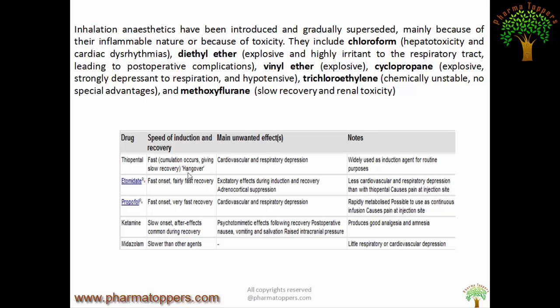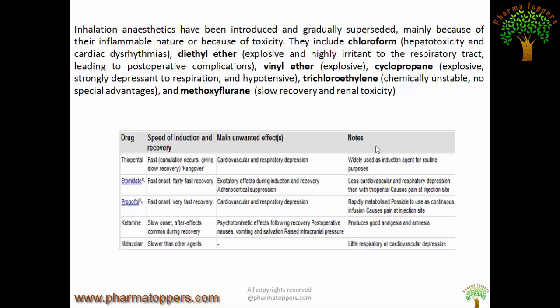In case of thiopental, hangover is the side effect. The unwanted effects are cardiovascular and respiratory depression, which is the same as in case of propofol. The most important side effect in case of etomidate is adrenocortical suppression, and in case of ketamine it is the psychomimetic side effects and also raised intracranial pressure. Therefore, it is avoided in cerebral ischemic patients.